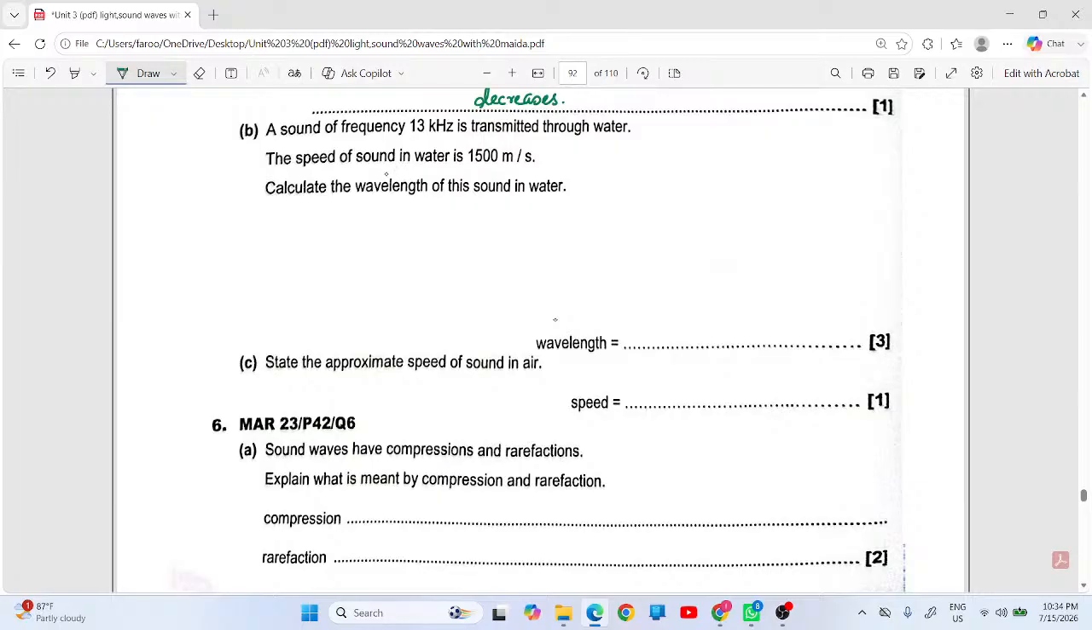Next is sound of frequency. 13 kilohertz is transmitted through water. The speed of sound in water is 1500 meters per second. Calculate the wavelength. v equals f lambda, so lambda equals v by f. Speed is 1500, frequency is 13,000 hertz, because it's kilo. Check the answer.